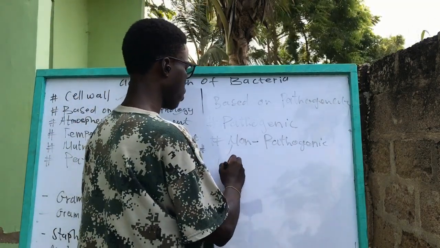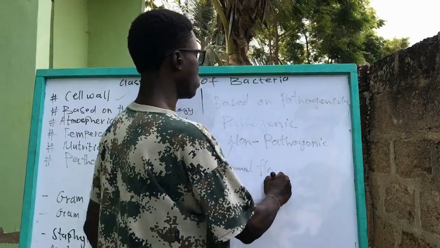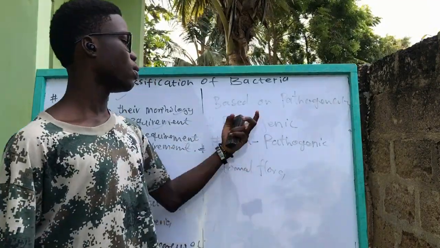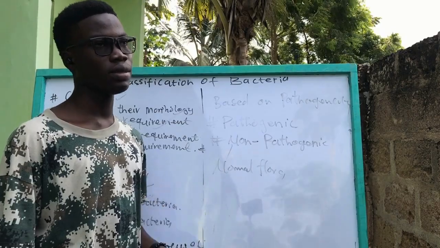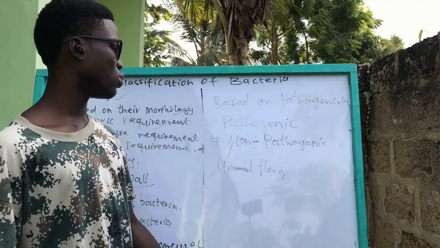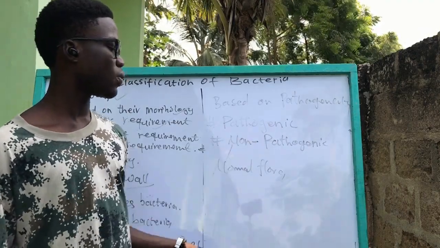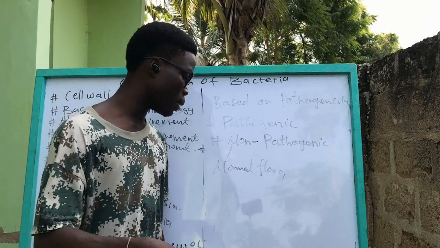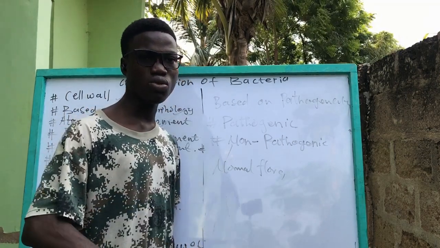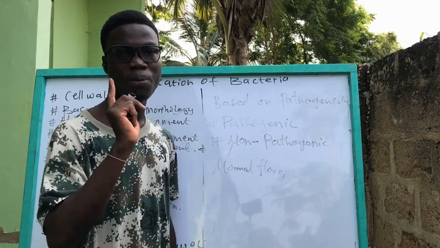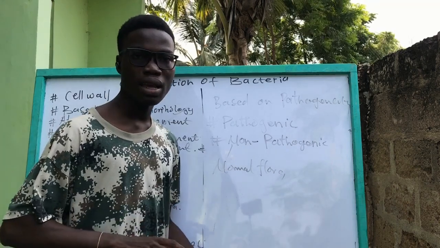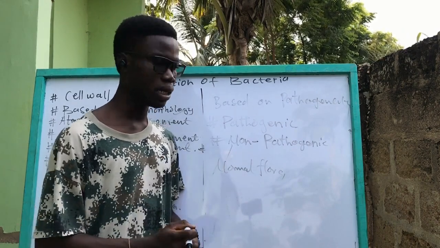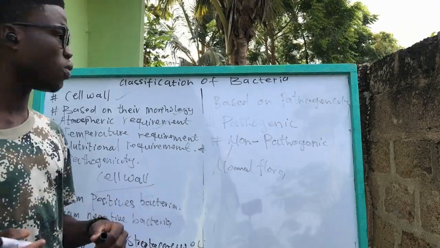For the pathogenic, you can mention any bacteria that can cause disease. Most members of the Enterobacteriaceae, Staphylococcus, Streptococcus, most of them can cause disease. For the non-pathogenic normal flora, there are a lot of them in our gastrointestinal tract. Some organisms are normal flora, but when they assume a different location in the body, they become pathogenic. So that is it for the classification of bacteria.